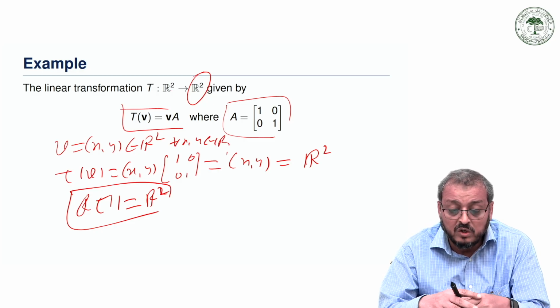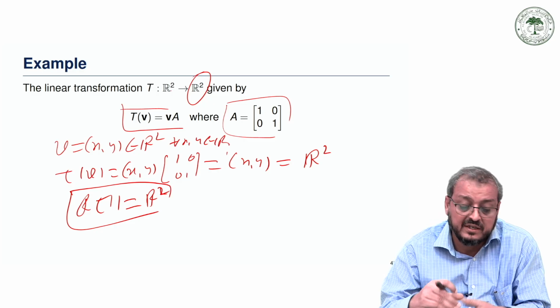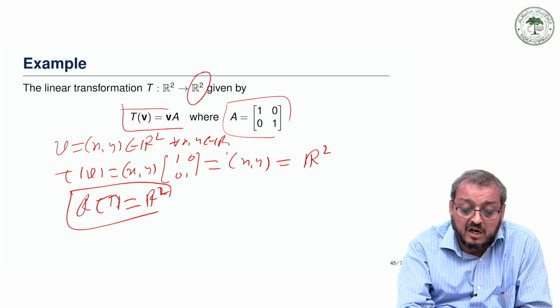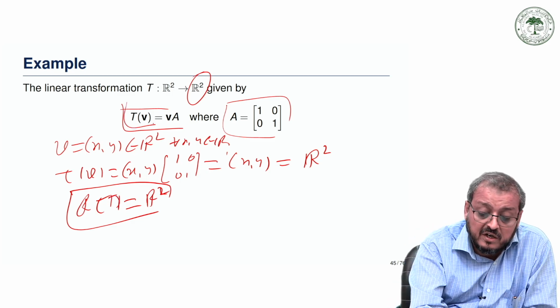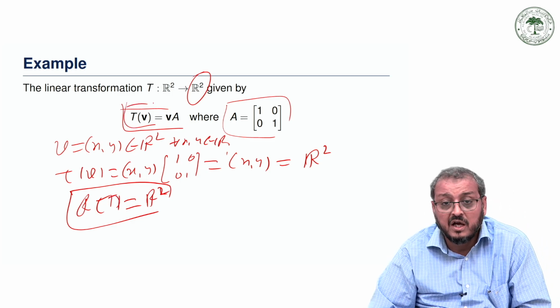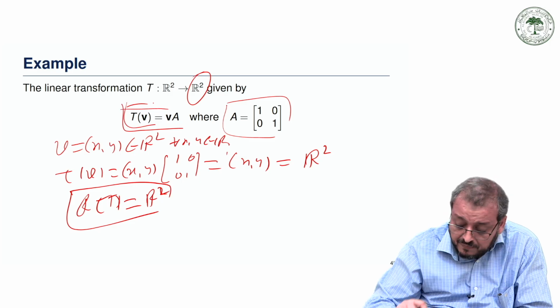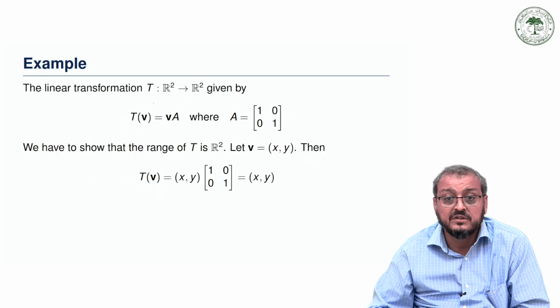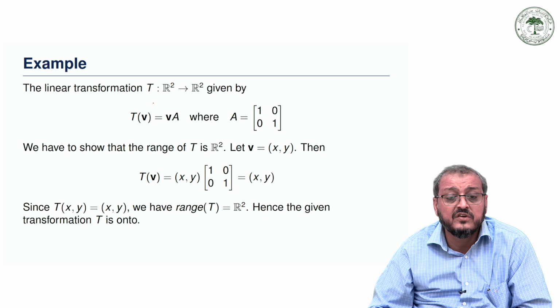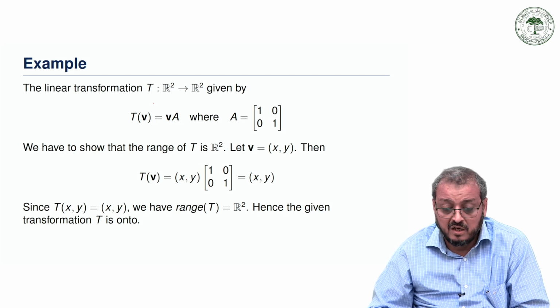So if the range is the whole space R2, then clearly the range of T is R2, which means the map defined by T of V equals A times V is clearly an onto transformation. In this way, we can say the given transformation T is onto.